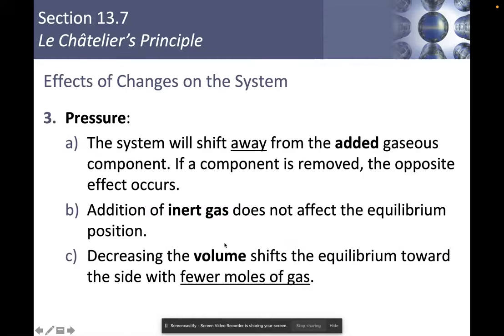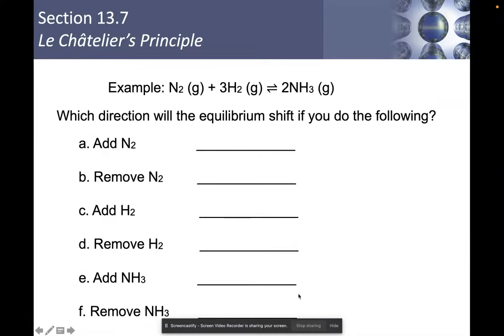Because pressure and volume are directly related since we know all about gas laws. If you decrease the volume, then that means that it's going to try to move in a direction so that it will go towards a side of the reaction where there are fewer moles of gas. All right. I know that was a lot.